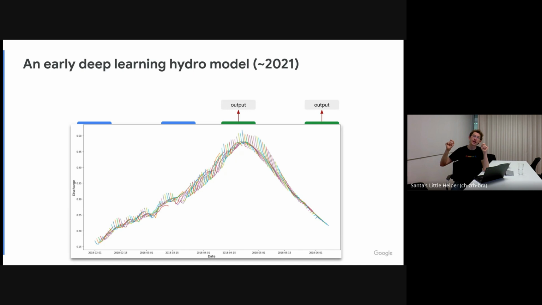And you see this terrible behavior where, especially in this rising limb around April 2018, the model would every day say, well, tomorrow the streamflow is going to be a lot lower, and then it'll start rising again. And then the next day, it said, well, never mind, it was actually a bit higher, but tomorrow it's going to be lower, and then it'll start rising.